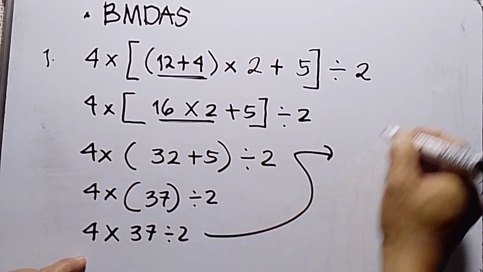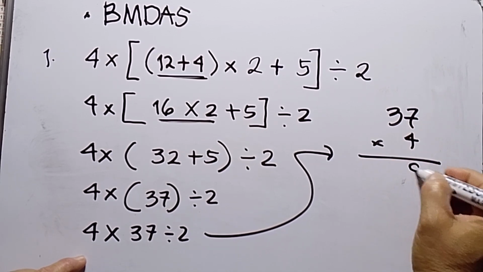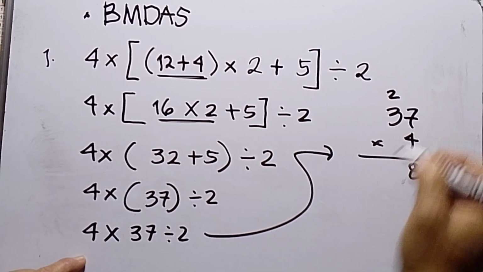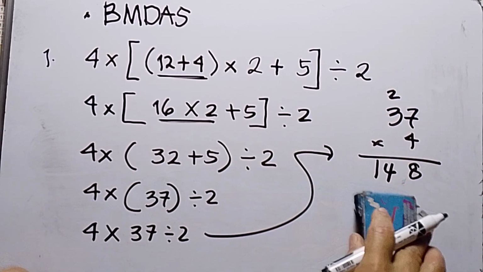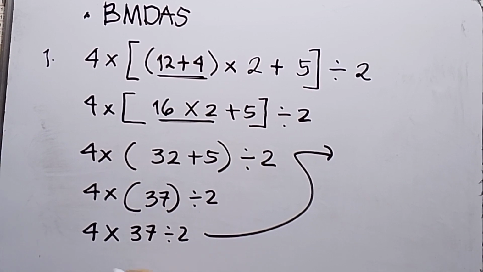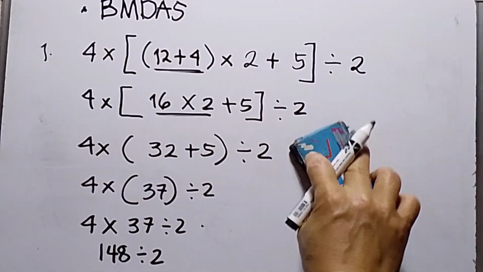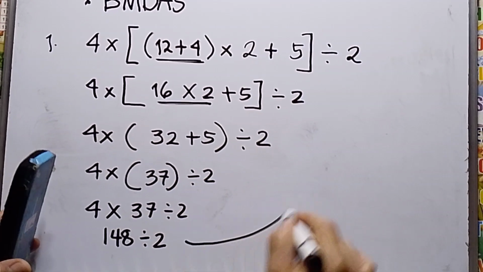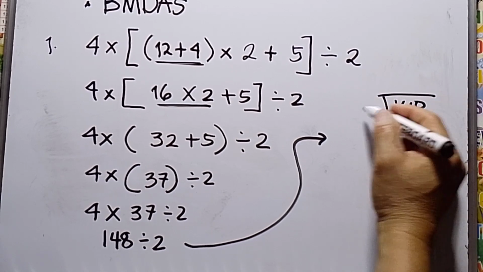So this will be 37 times 4. 7 times 4 is 28, carry 2. 3 times 4 is 12, plus 2 is 14. So this will be 148 divided by 2. So what is 148 divided by 2?